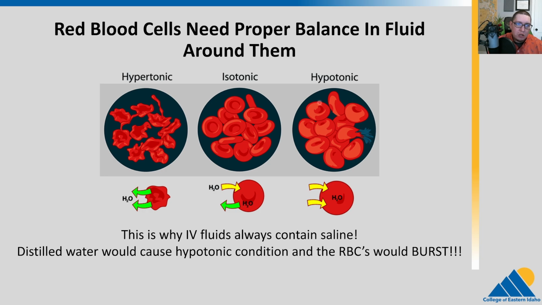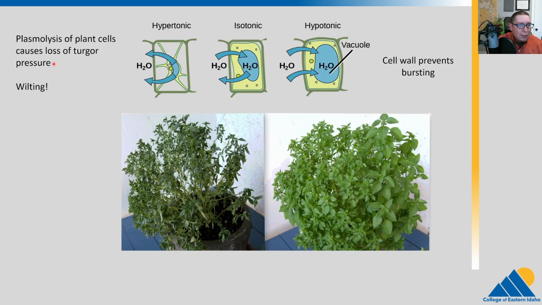So here's another diagram showing that a little more carefully. Here's hypertonic solution. Water's moving out and the red blood cells shrivel. Isotonic, they are perfectly nice and round. Hypotonic, you don't have a cell wall, so your cells will probably burst here. We will actually examine these conditions in the lab.